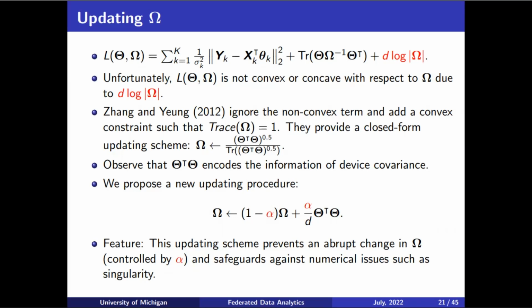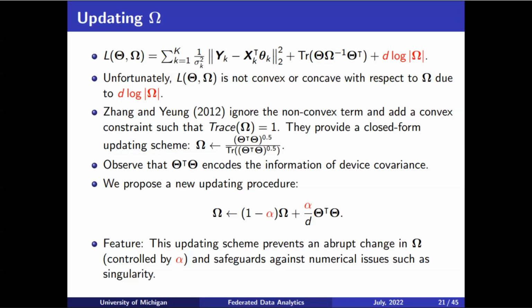Existing work from Zhang suggests ignoring the non-convex term log omega and adding a convex constraint, such as the trace of the big omega equal to 1. This term mainly regularizes the complexity of the big omega matrix. Afterwards, they provide a closed form updating scheme for the big omega matrix, which is expressed as follows.